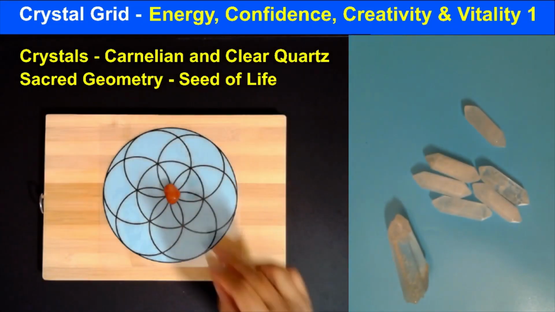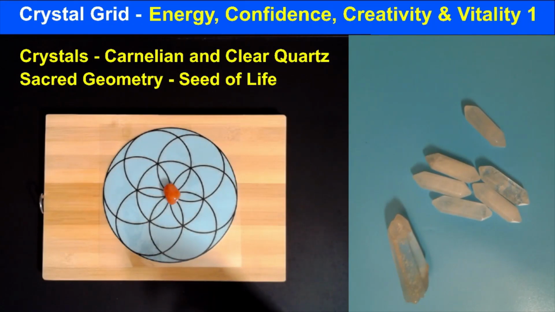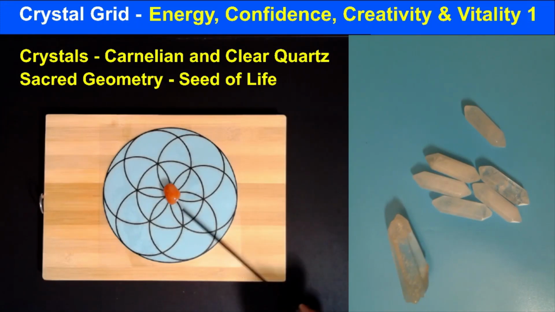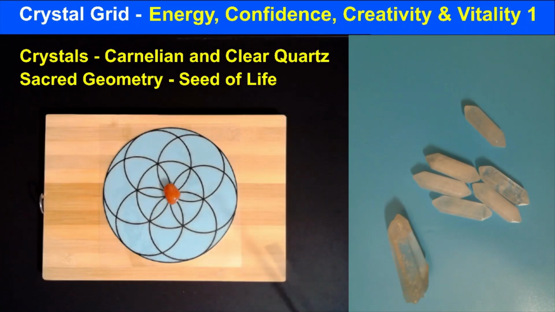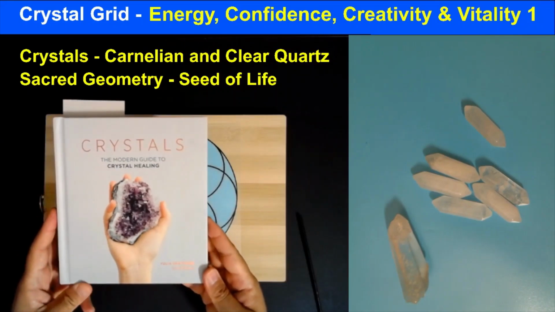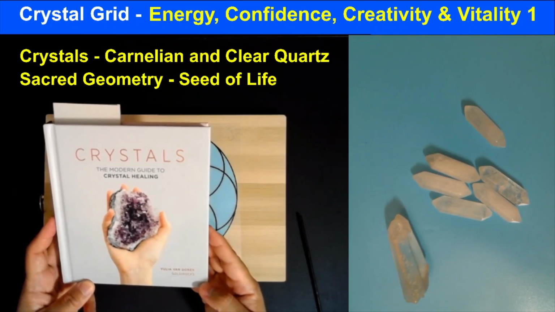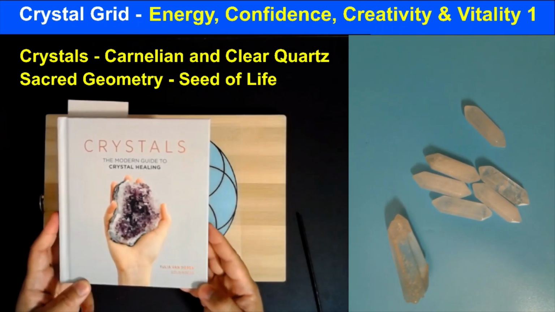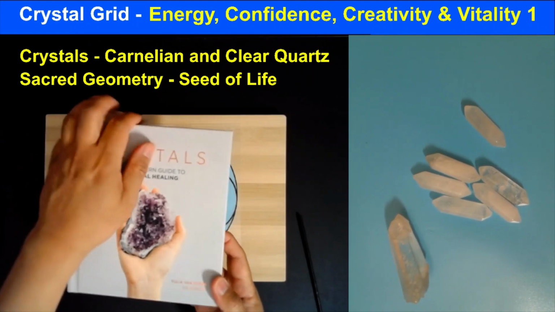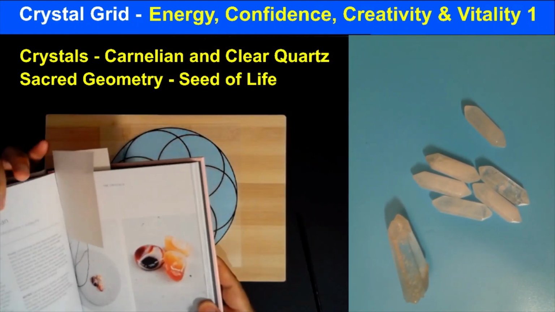And the center stone usually is the one that creates the main energy of the crystal grid. So we are going to read a short description of the carnelian, so that we can orient ourselves with the carnelian as the crystal that we're going to use. I am going to use this book, Crystals: The Modern Guide for Crystal Healing, by Yulia van Doren. She's also the owner of Goldie Rocks. And she has a good description for the carnelian.